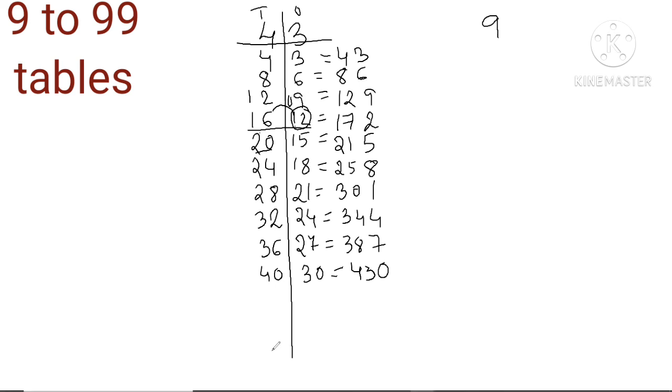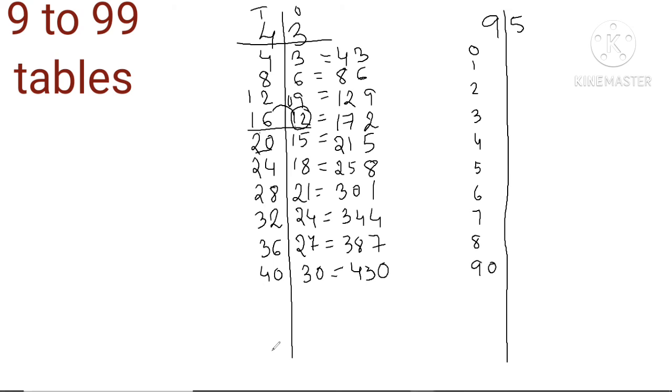Okay. For example, let me take the 95 table. So make a line. What is 9's table? 9's table you write down. Now only I taught you the 9's table. First you do 0, 1, 2, 3, 4, 5, 6, 7, 8, 9, 0, 1, 2, 3, 4, 5, 6, 7, 8, 9. So this is our 9's table.